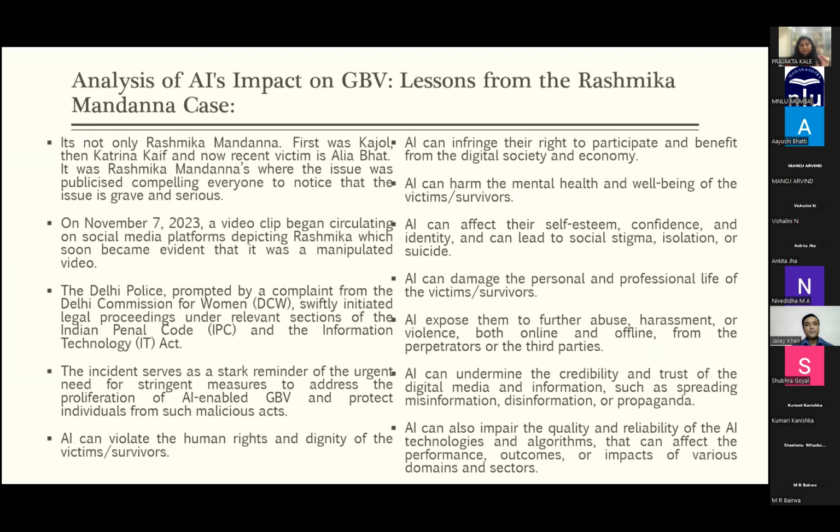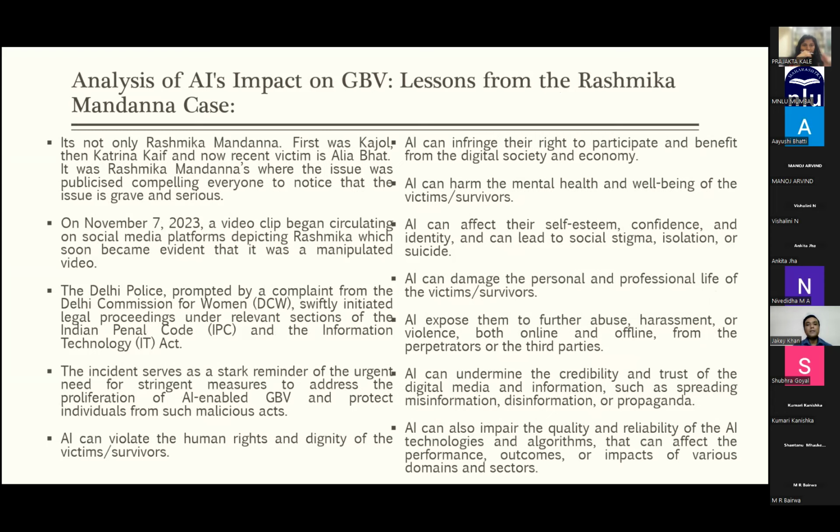So it was not only Rashmika Mandana. First of all, it was Kajol. Then we have Katrina Kaif. And now recently the victim is Alia Bhatt, where they are being targeted through deepfake videos. So it was Rashmika Mandana's case, but the issue was publicized, compelling everyone to notice that the issues are grave and serious. Actually, these are influential women. And because of these influential women, the gravity or the seriousness of these deepfakes or this type of violence has come to the forefront. People are talking about it now.